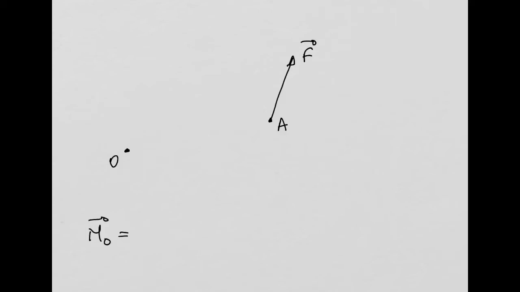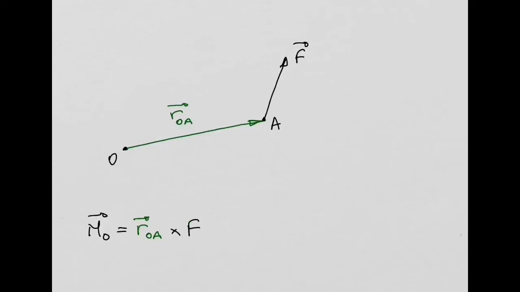And that moment is going to be equal to a cross product, which you learned last week, between two vectors. The first vector is a position vector connecting point O with point A. I will call it ROA. All right? So we can say the moment is going to be the cross product of this vector ROA with the force vector F. All right?